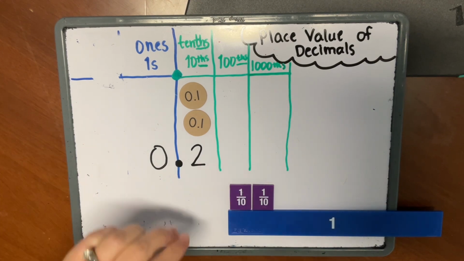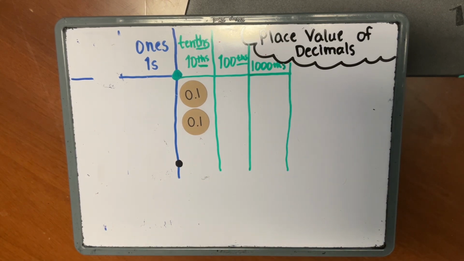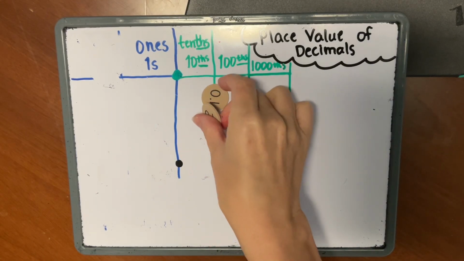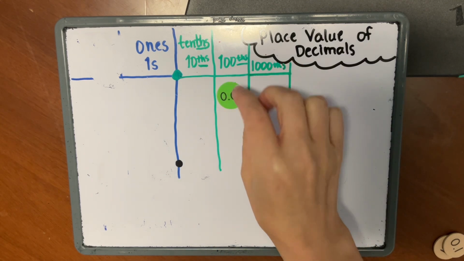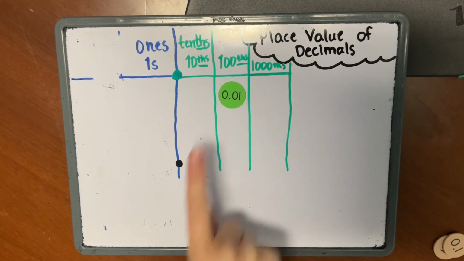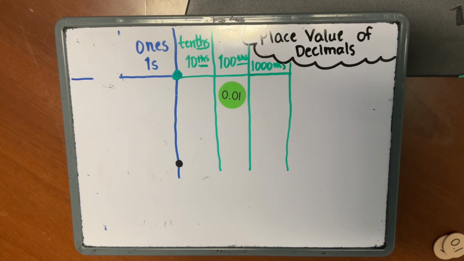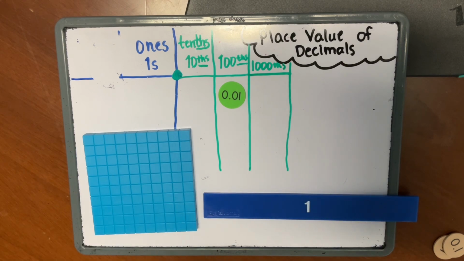Okay, let's try a different one. This time, I want you to build. This is going to be harder. We're going to go to hundredths. How would you build a hundredth? So we would say this is 0.01. How would I build 1/100th? I'm going to give you a hint: only one of these tools that we have will work today. Why? Pause the video and give it a go.